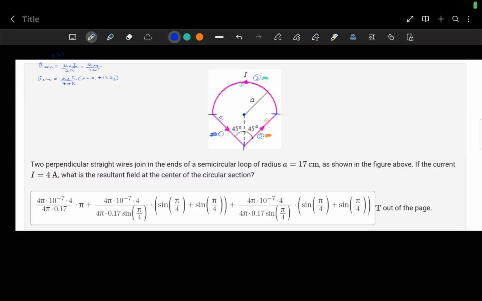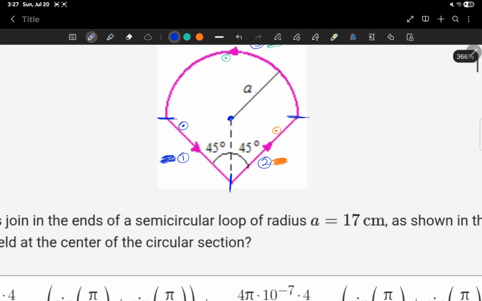So we have the following question. We have two perpendicular straight wires that join in the ends of a semicircular loop with a radius of 17 centimeters. If now we know that the current is 4 amperes, and we want to find the resultant magnetic field at the center of the circular section, so at this blue point here that I've just circled.